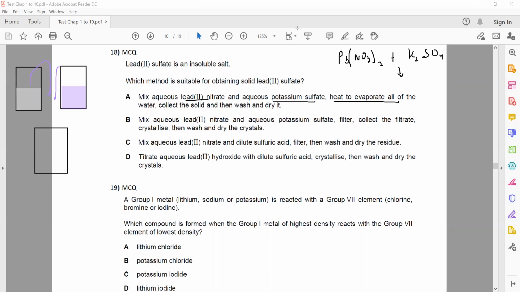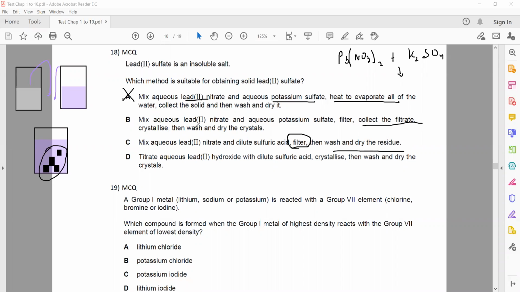So the solution will be there, but inside the solution a solid is formed, and this solid is known as PPT or precipitate. So how do we remove this insoluble solid? We use filtration. So we can use lead nitrate and dilute sulfuric acid to make lead sulfate. Then we filter, wash and dry the residue. The residue will be lead sulfate. Why can the first not be used? Why can the second not be used? If you use lead nitrate plus potassium sulfate, it will give lead sulfate. And filter and collect the filtrate.